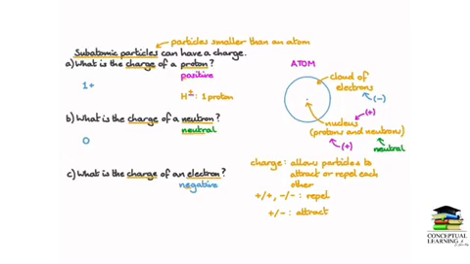The charge of a neutron is easy to remember. If it has no charge, it has a charge of 0. And the charge of the electron is simply the same size as that of a proton, but with the other sign. So the charge of an electron is 1 minus. In the next question, we're going to look at how the charges of these particles affects how they interact.